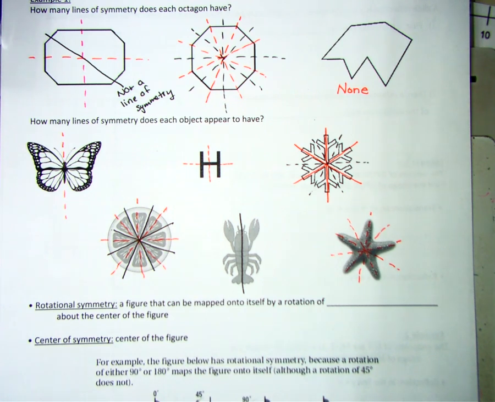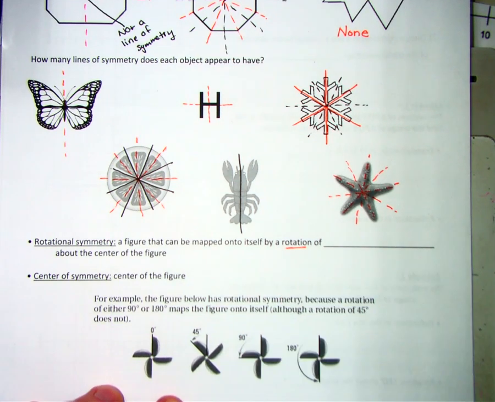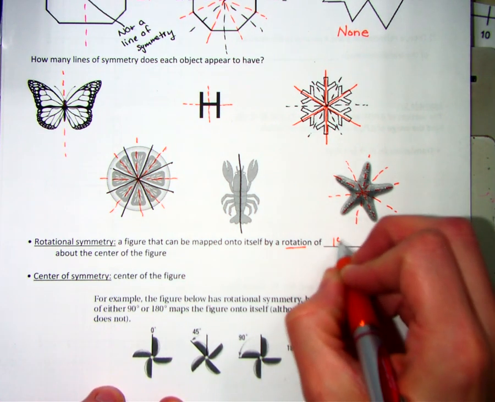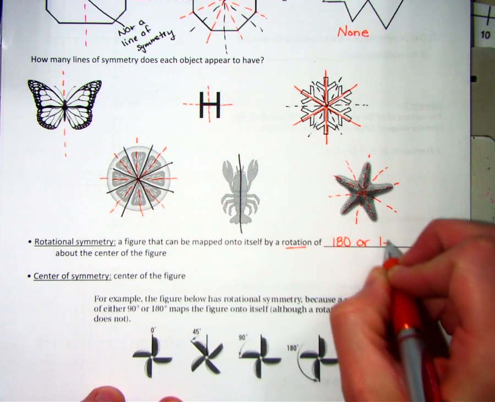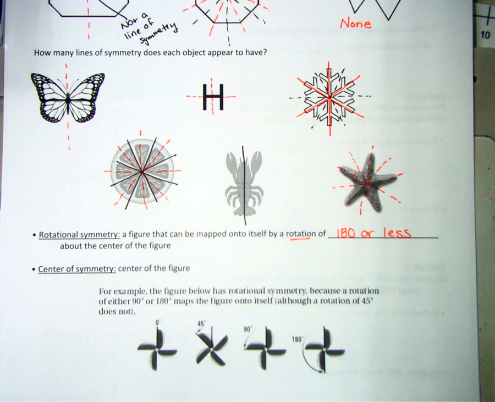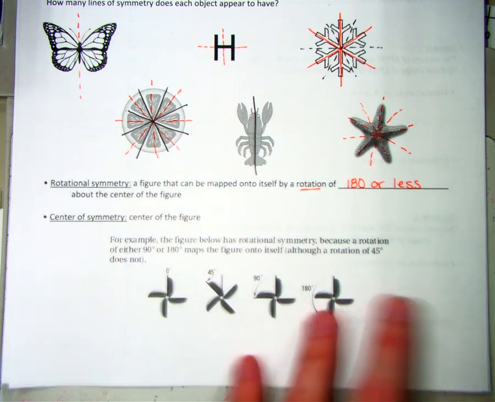A figure has rotational symmetry if it can be mapped onto itself by a rotation. So if I rotate it and it looks the same, but the rotation has to be 180 degrees or less. We don't consider it to have rotational symmetry if you rotate it 360 degrees and you get back to what the shape was originally. This down here just gives you an idea of different angle measures, but we're just going to practice this for time's sake. So let's flip this over to the other side, and let's practice.